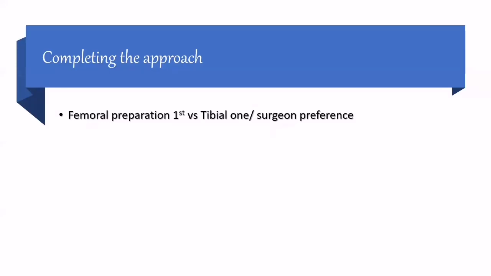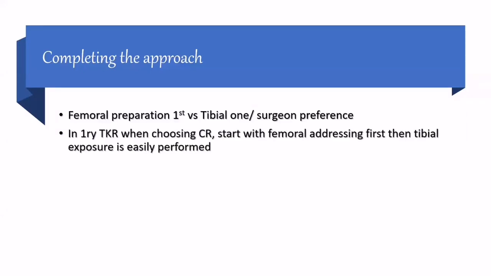But most of the surgeons will start the femur as a preparation for primary surgeries, especially for those who are doing the cruciate retaining or CR knee, because after femoral resection, the tibial exposure can be facilitated easily, as you see here. So in the revision surgery, the vice versa occurs. The tibia first, and then the femoral preparation after that.